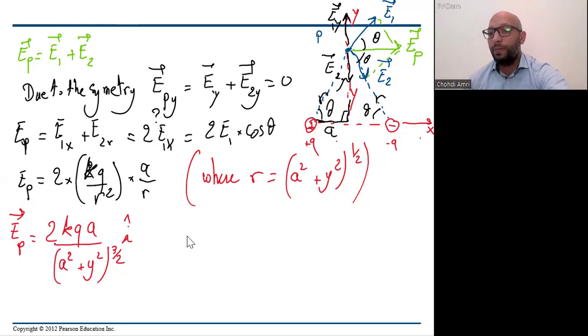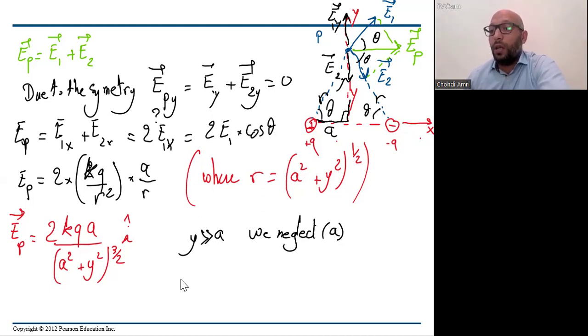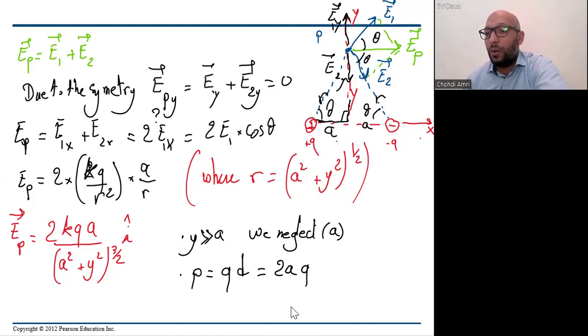Okay, now the question. We said in the question that y is too much bigger compared to the a. So what we're going to do is the a will be neglected. We neglect a. Then also, what do you think about the dipole moment? The dipole moment is q multiplied by d, and d in our case is the distance from minus q to positive q. So that means it's 2a and q.